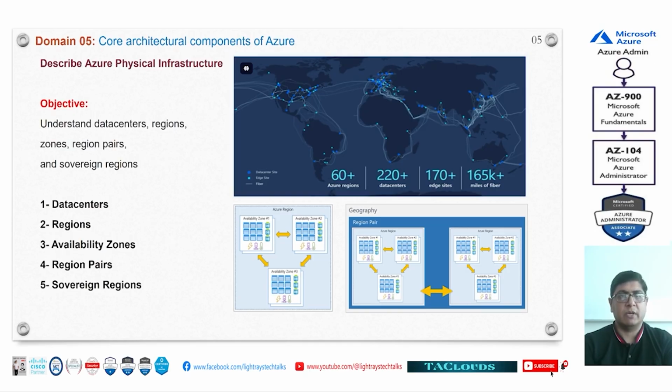So we will discuss data centers, regions, their different availability zones, different region pairs, and different sovereign regions. Sovereign regions mean the ones specific for governments. So Azure's physical infrastructure starts with the data center. Think of these as large secure facilities full of server racks, storage, networking gear, and power and cooling systems.